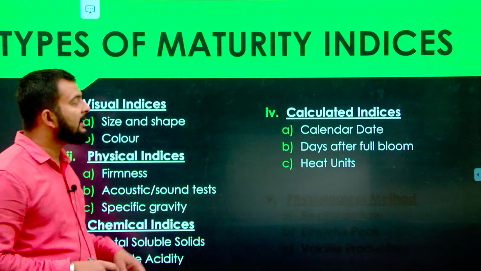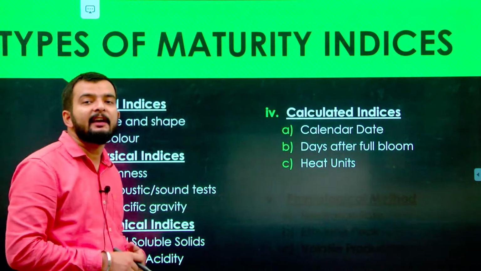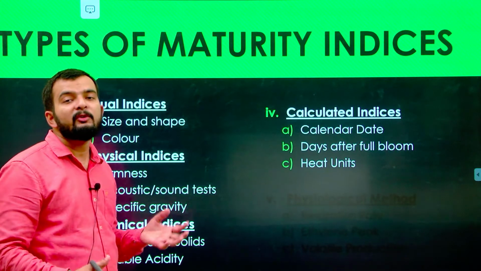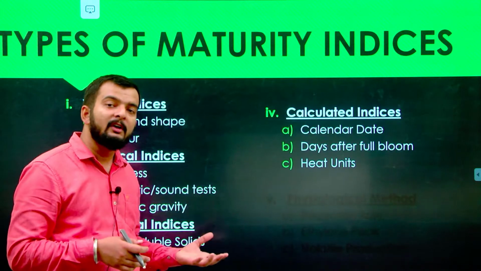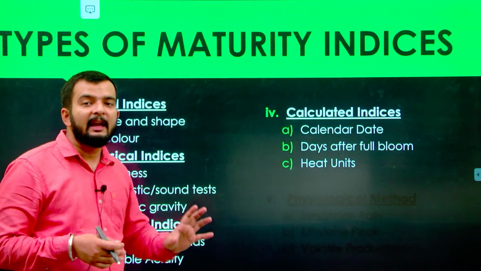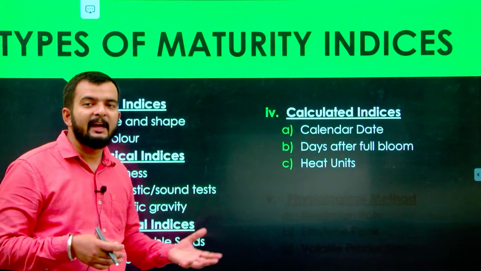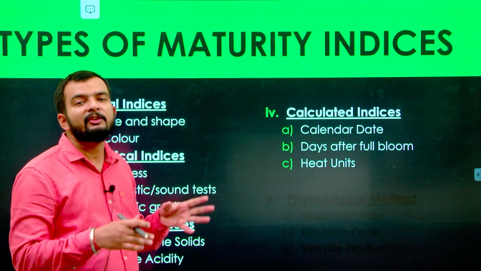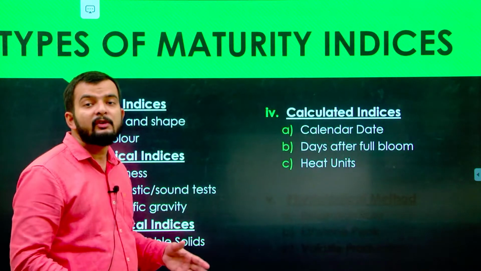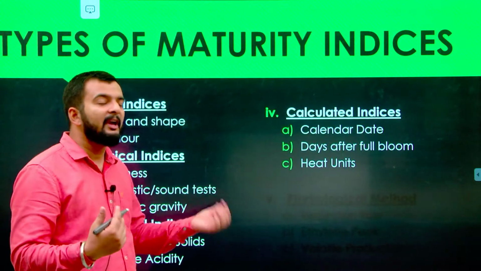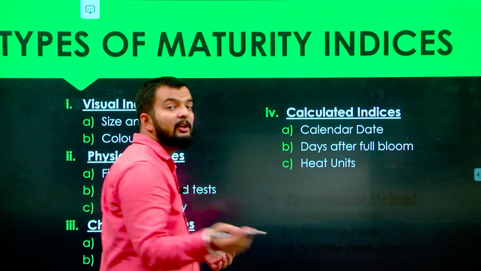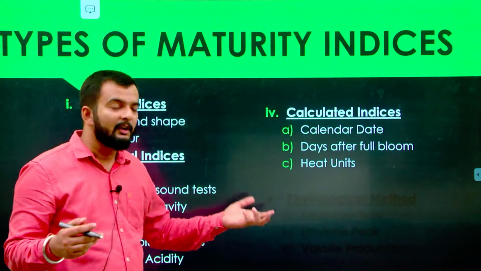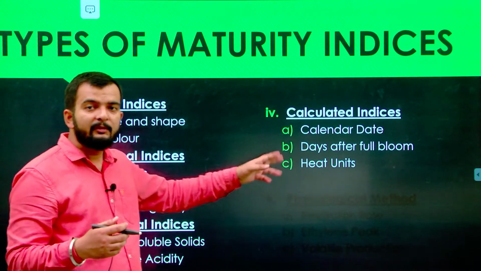calculated indices. Under calculated indices, the first one is calendar date, that is, at what date the fruit will usually mature. Suppose you have planted a tree, or the season has started. At a particular calendar date the fruit usually ripens. Over many years, if you have a mango tree, during a particular month, during a particular week of that month, that tree usually gives fruit. Based on that calendar date or period, you can start observing whether your fruits are mature enough or not. Okay. Further we will read it in detail.